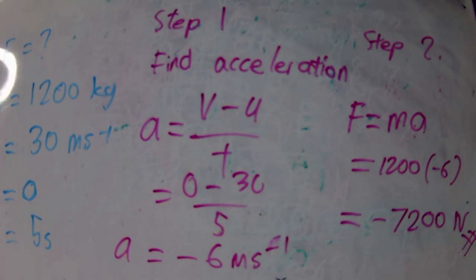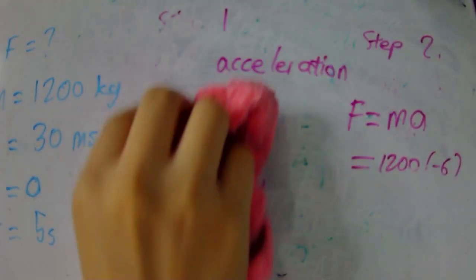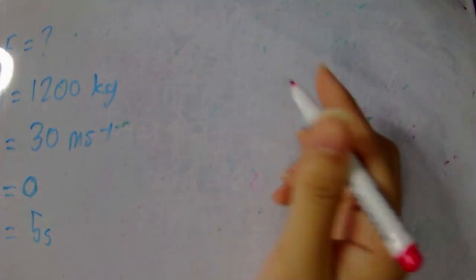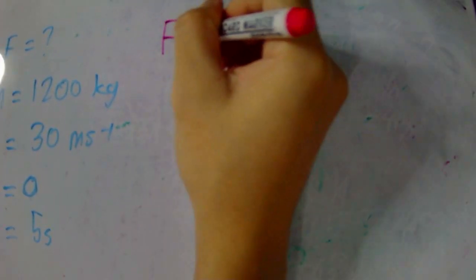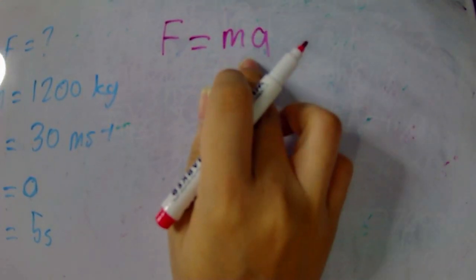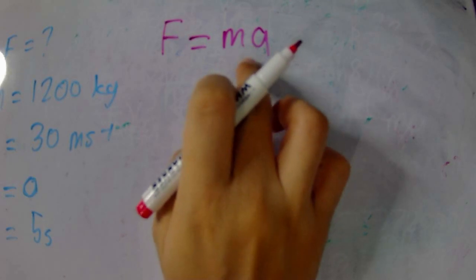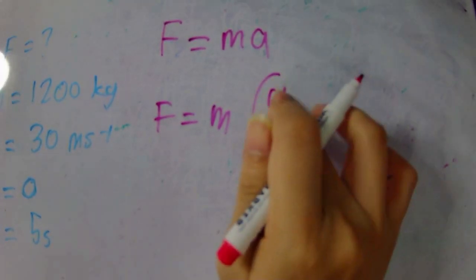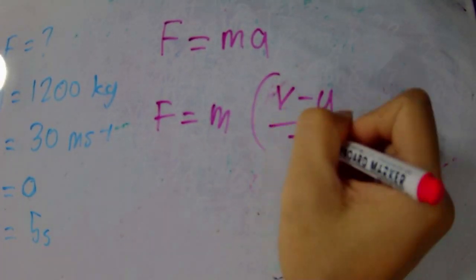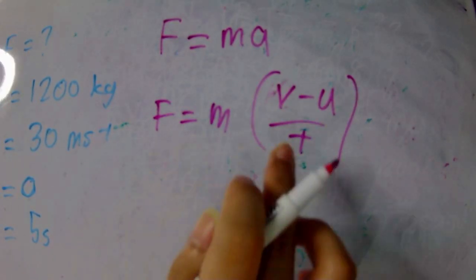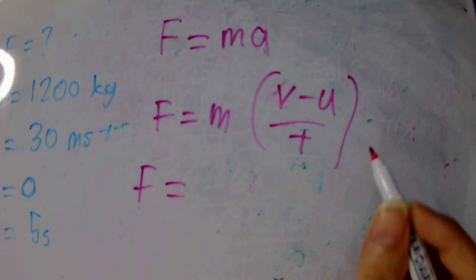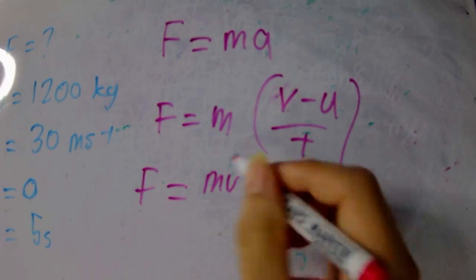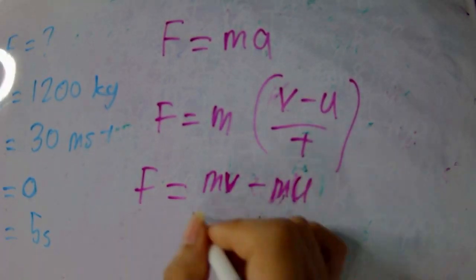Now, if you want to do it faster, instead of doing it step by step, you do it in one go. You go, force equals mass times acceleration, and you put the formula for acceleration right here: V minus U over T. So you put it directly in here. Force equals mv minus mu over T. Sorry, I need to make that clear: mv minus mu over T.